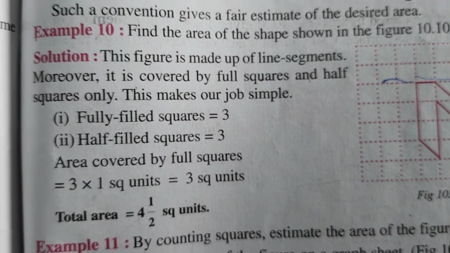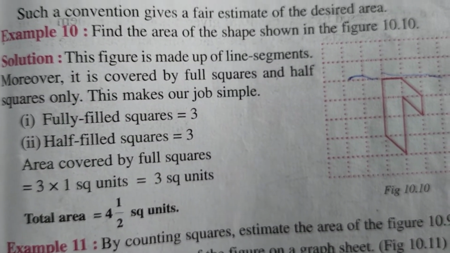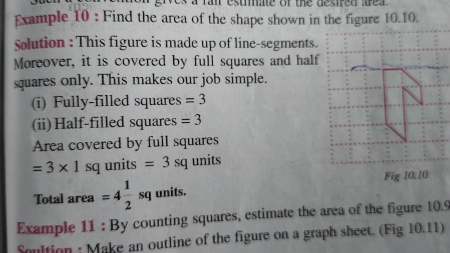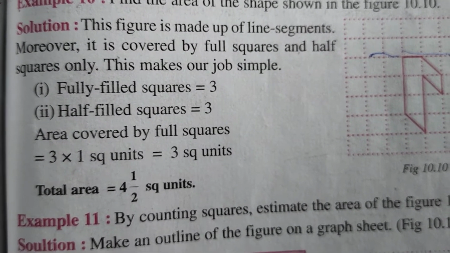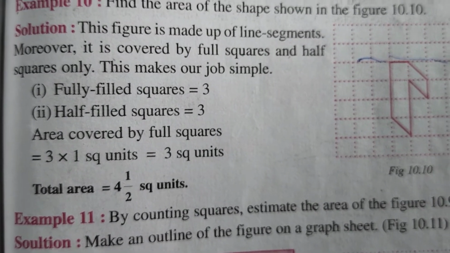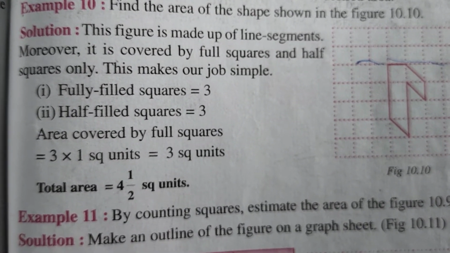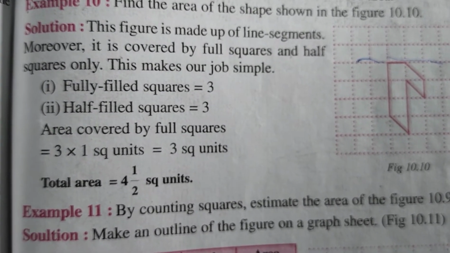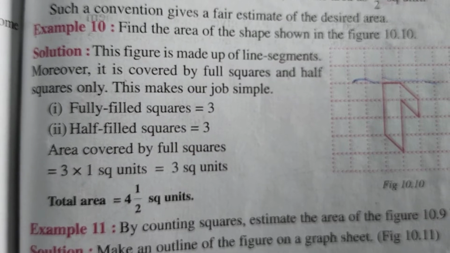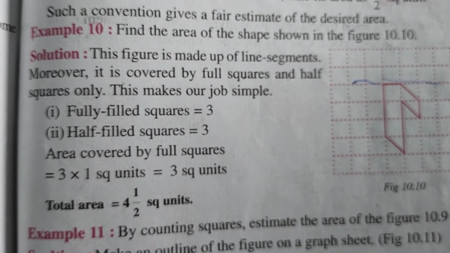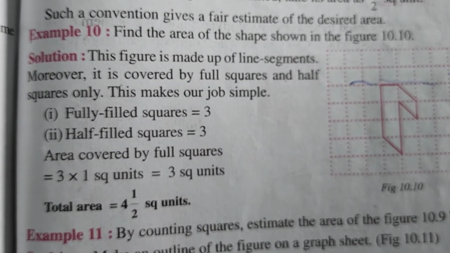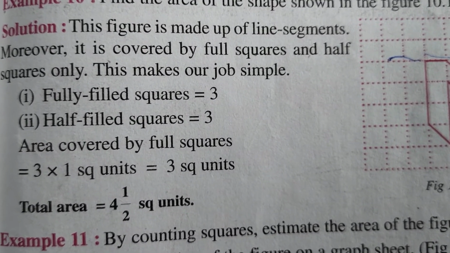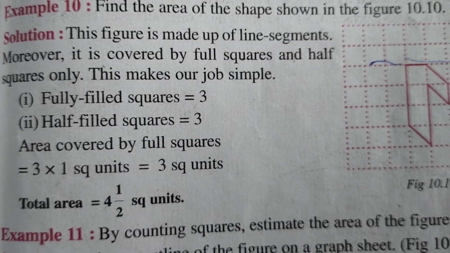Here is one example. Find the area of the shape shown in the figure. See here there is a figure. Fully filled squares, you can count 1, 2, 3. Half filled squares, there are 3. So the area covered by the full squares is 3 into 1 square unit, which is 3 square units. And there are 3 half squares, so 3 halves is 1.5, so the total area is 4.5 square units. Like this we will count area.